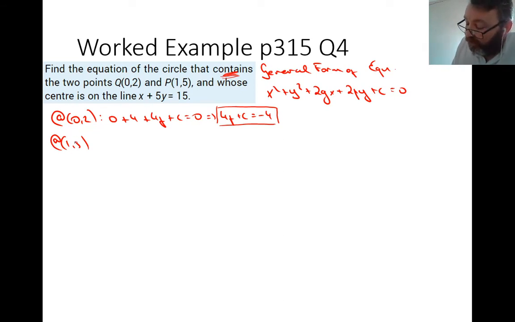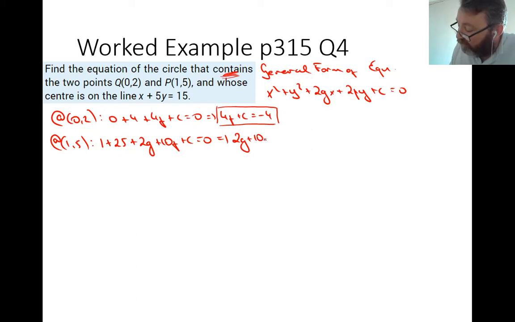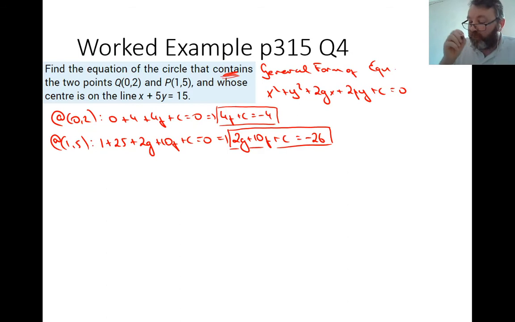Now let's put in the point 1, 5 and see what happens. 1 goes in for x, so that becomes 1 squared is 1, 5 squared is 25, 2g, put 5 in there for y, that gives me 10f, plus c is equal to 0. And when I rearrange that, I get 2g plus 10f plus c is equal to, well, 1 and 25 is 26, bring it over to the right hand side, minus 26. There's equation number 2. And the aim here is to build 3 equations. That's the aim in every one of these questions.